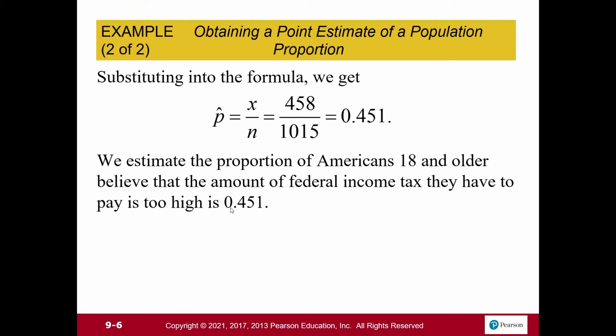Okay, and our point estimate basically estimates the true population proportion. Like if we were to be able to poll everybody 18 years and up, the actual population proportion will probably be kind of close to this.